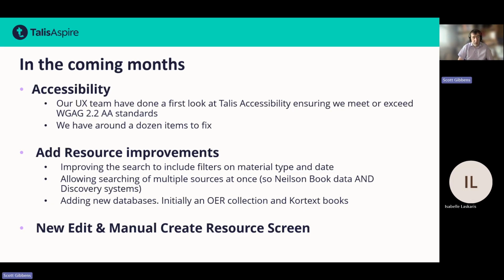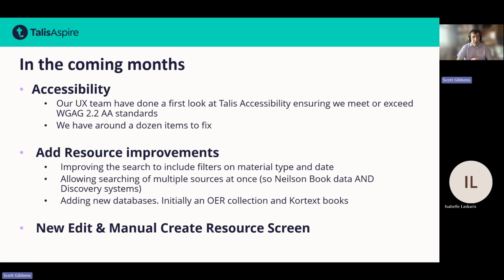Accessibility. So the Cortex UX team did a first look through at Talis accessibility, ensuring we meet or exceed WCAG 2.2, which is a new one. Last year we moved to 2.2 and 2.1 standards. We found a dozen items to fix. That's nothing major. It's things like highlighting some of the words when you're scrolling over it, a screen reader, making sure that buttons don't read button, that they read whatever it is that's in the button. So we got a number of those, and we're just going through those and fixing those as we go through.